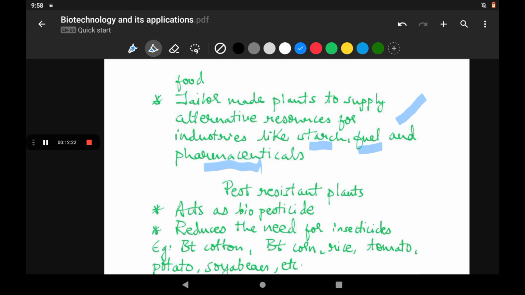So we can obtain alternative resources apart from the regular resources like a rich source of starch. You can obtain it from other plants apart from potato, which is a very rich source of starch. Or fuel plants, biofuel plants, there are a few of them like jatropha or pongamia. So you can also modify other plants to obtain fuels. Corn is also being used for extraction of ethanol, which is also used as a fuel. So we could utilize other alternatives by genetic modification and we can obtain fuel from them. So these are the advantages of genetically modifying plants.